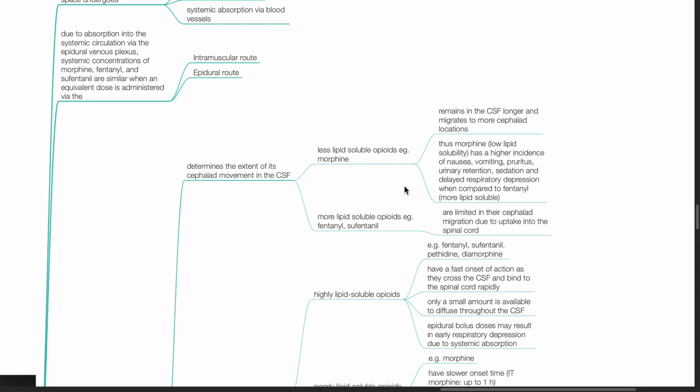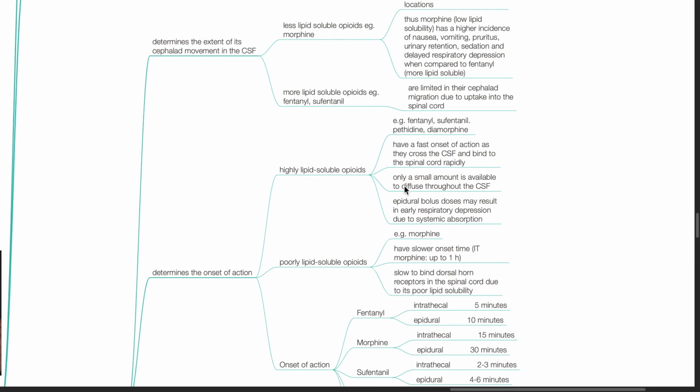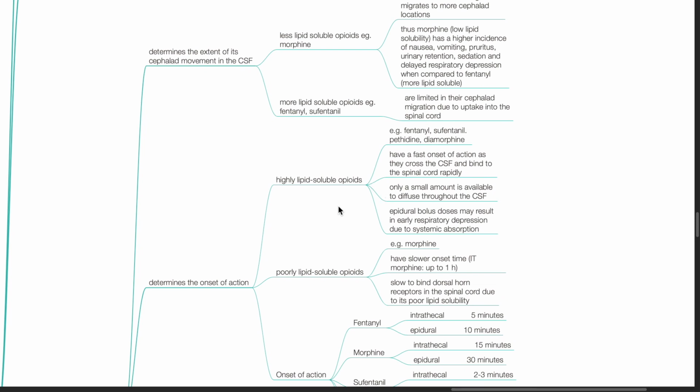More lipid-soluble opioids such as fentanyl and sufentanil are limited in their cephalad migration due to uptake into the spinal cord. Regarding the onset of action, highly lipid-soluble opioids such as fentanyl, sufentanil, pethidine, and diamorphine have a fast onset of action as they cross the CSF and bind to the spinal cord rapidly. Only a small amount is available to diffuse throughout the CSF. Epidural boluses may result in early respiratory depression due to systemic absorption.